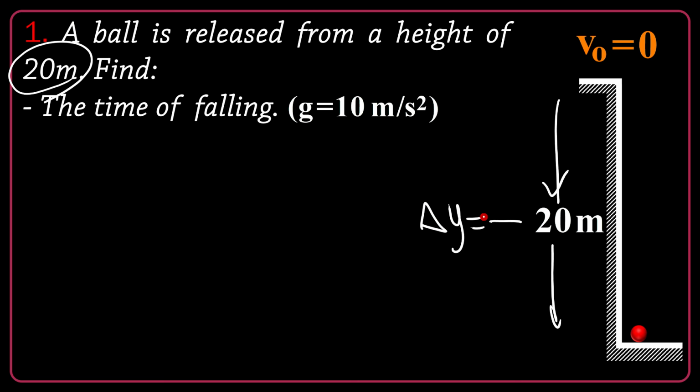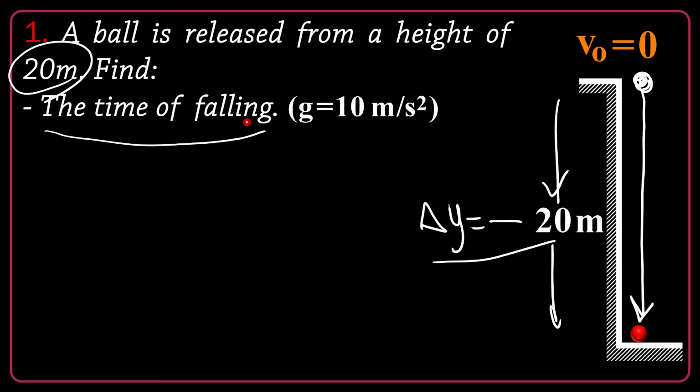Why? Because the delta y is a vector connecting the beginning point and the end point. So as it is downward, it must be negative. So delta y is given. Finally, the time of the free fall is the goal. G is given to be 10 meter per second squared. Okay, what should we do?